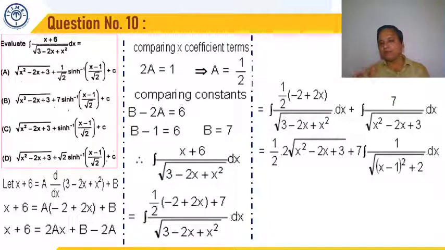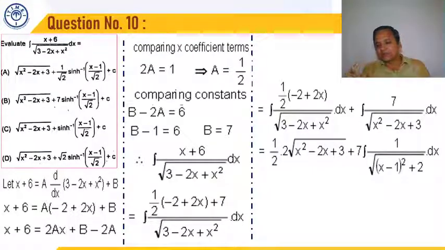Plus, the second term we have to shift to a standard formula. It says 7 upon under root of x square minus 2x plus 3. The coefficient of x square is 1. So the coefficient of x is minus 2. Half is minus 1. We require plus 1 and minus 1. So we can say this is nothing but (x minus 1) whole square plus 2.